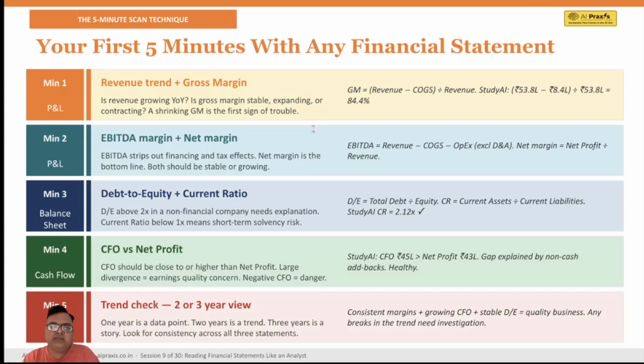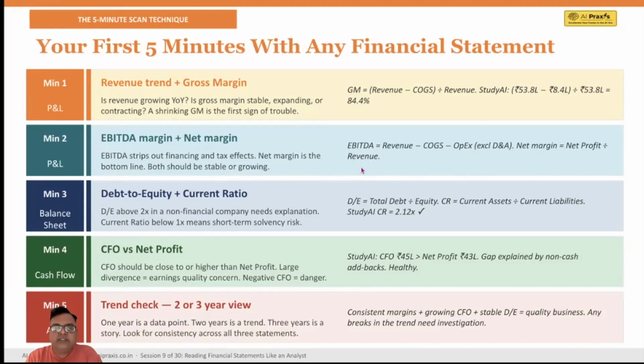Look at the second number, that's the EBITDA margin and the net margin. So EBITDA is what? It removes the impact of financing and taxes. So it tells you how the core business is actually performing. Net margin is the bottom line, right? Revenue starts at number one because it's the top line. Everything gets filtered out, minus, and it's the bottom line, right? So what's left after everything?